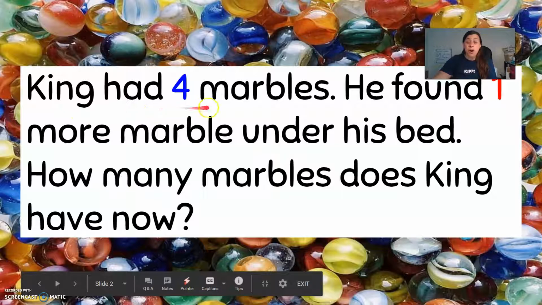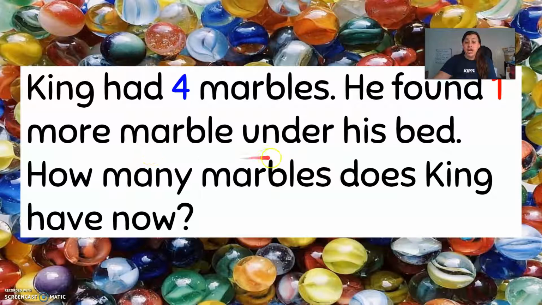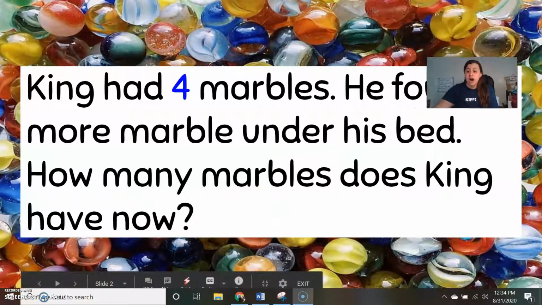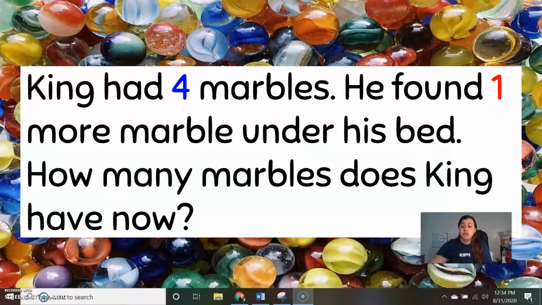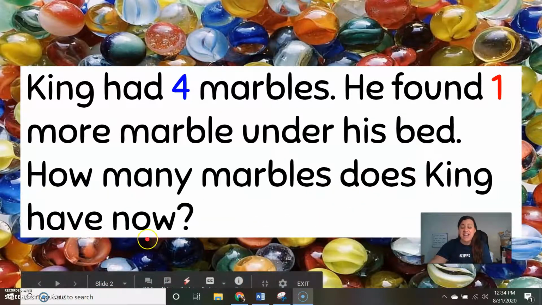King had 4 marbles. He found 1 more marble under his bed. How many marbles does King have now? All right, I want you to read it with me. Follow my red pointer. King had 4 marbles. He found 1 more marble under his bed. How many marbles does King have now?